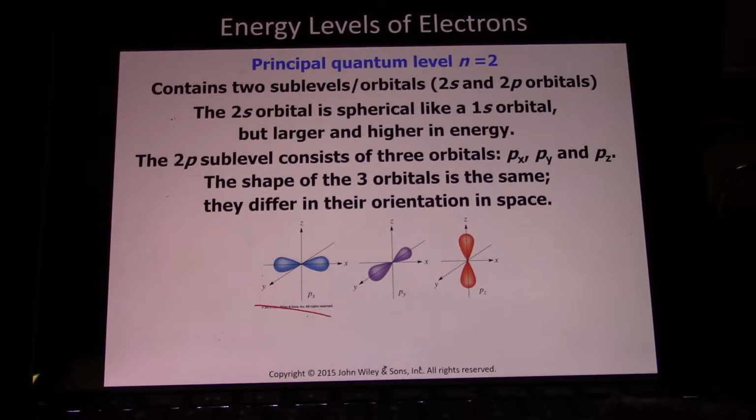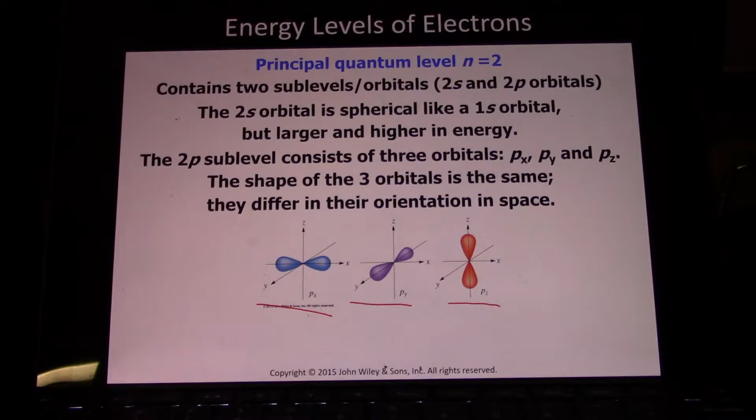The p on the x-axis, p on the y-axis, p on the z-axis. All three orbitals have the same shape and same energy. They are just in different orientations in space. And that is one orbital. It can contain up to 2 electrons as long as the electrons have opposite spin.